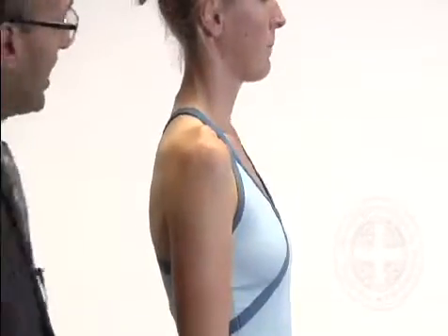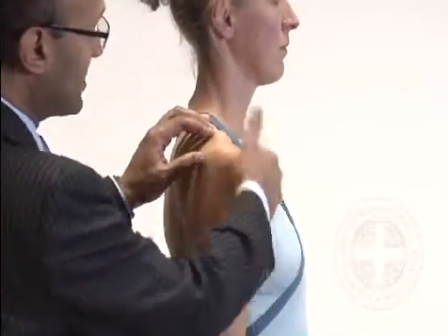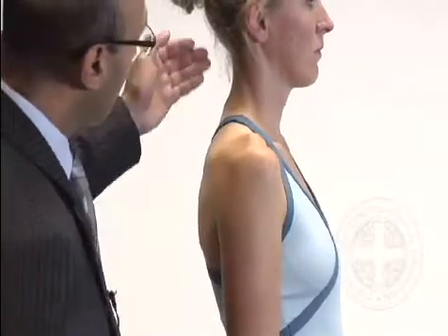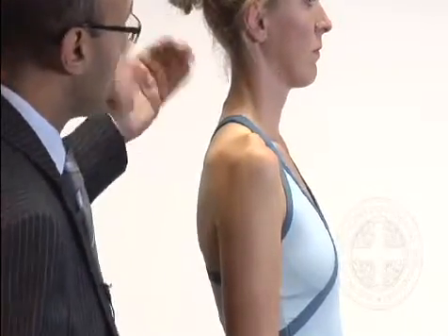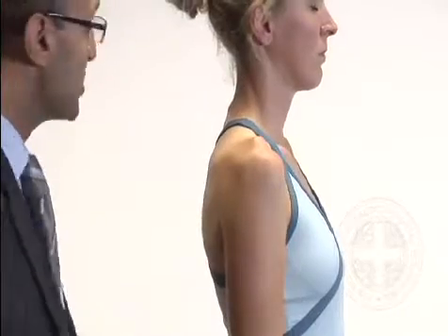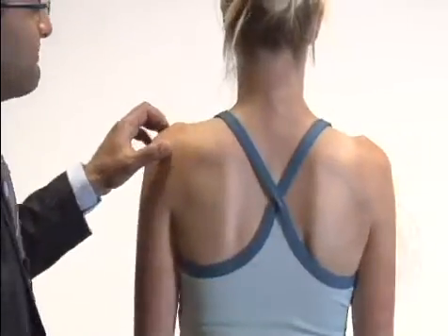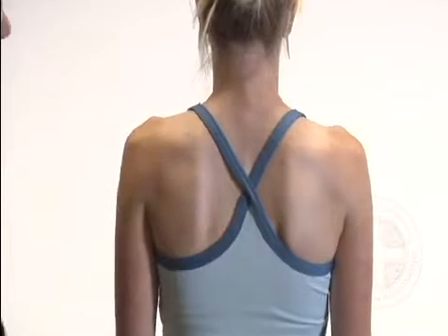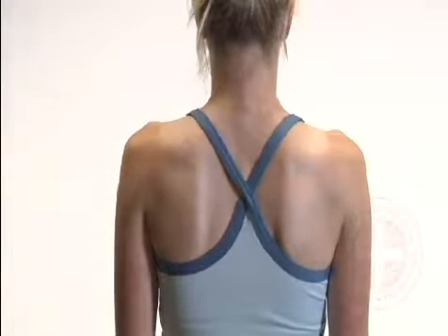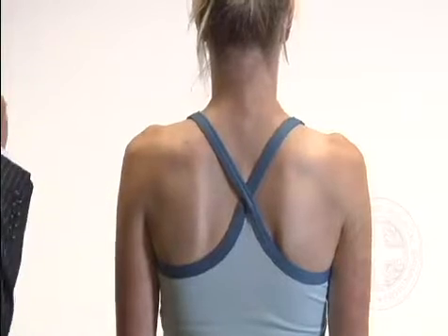Looking from the side, again we're looking to see what the normal position of her shoulder is, and also looking at her neck, whether she's got an increase or decreased curvature of her neck. Looking from the back, I'm going to get you to turn and face that way. What we're looking for here is any muscle wasting, any scars from previous surgery.